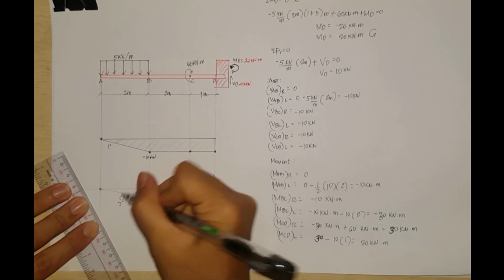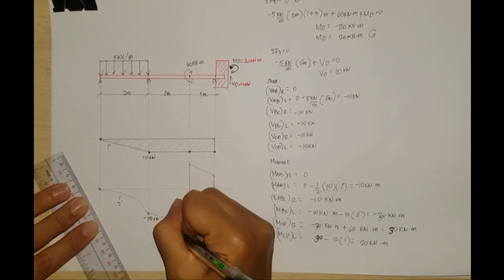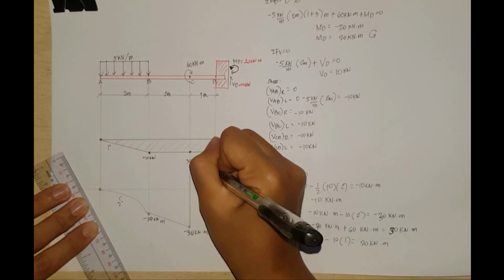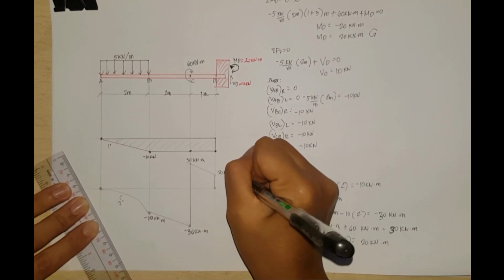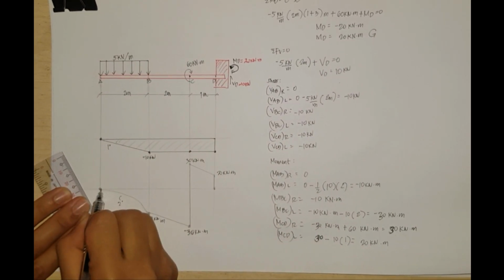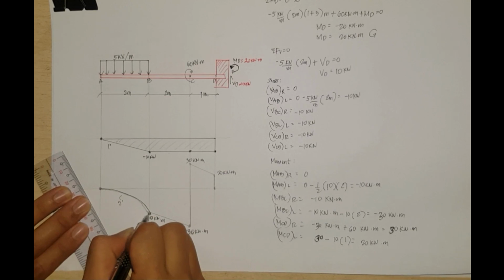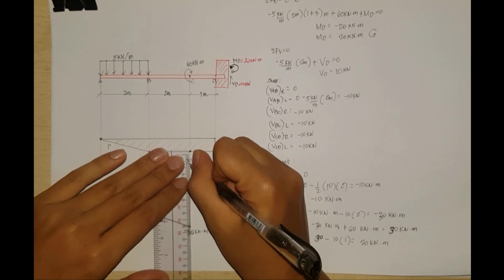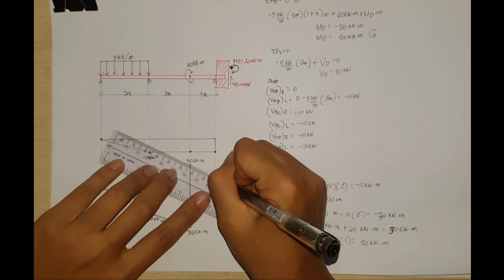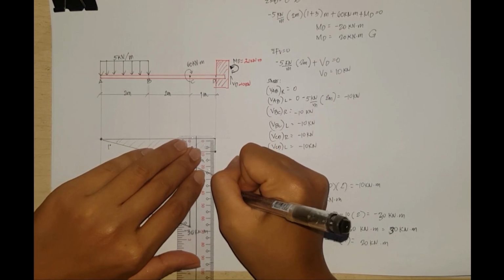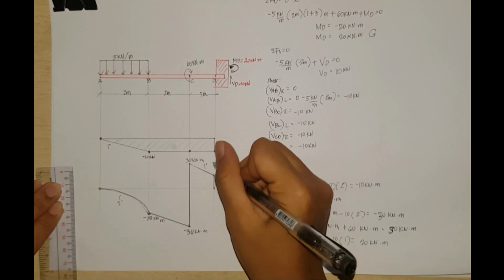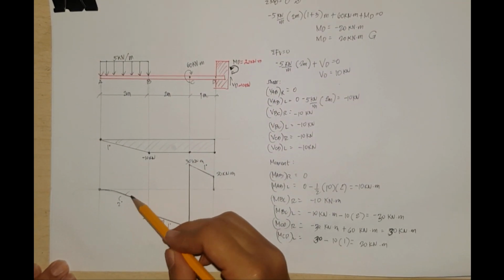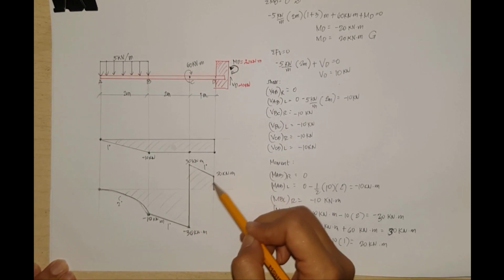So, this is a 2 degree curve. This is negative 10 kilonewton dot meter. Negative 30 kilonewton dot meter. And then, 30 kilonewton dot meter. And then, 20 kilonewton dot meter. So, this is our moment diagram. So, again, in your exam, lagay nyo lahat or labelan nyo lahat ng points and then yung degree ng ating curve. Yan, 1 degree curve yan, 1 degree curve, 2 degree curve. So, this is the solution for our example.